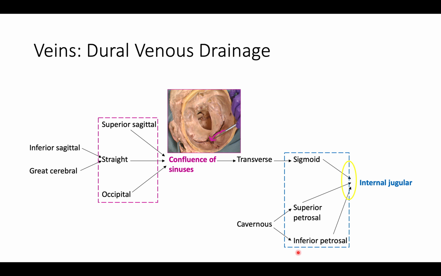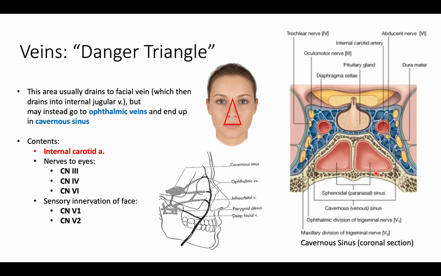Now, these were harder to see in the picture, but you can probably see them in the model room: the cavernous sinus going to superior and inferior petrosal, draining into the internal jugular. So this area is called the danger triangle, which is composed of your nose and maxilla. And what happens is this area usually drains into the facial vein, which then goes to the internal jugular, but instead it may go to the ophthalmic veins and end up in the cavernous sinus, which can then go to the brain and cause a major issue.